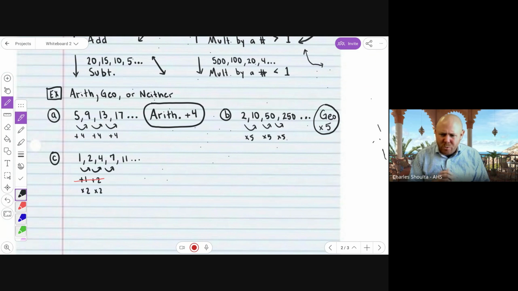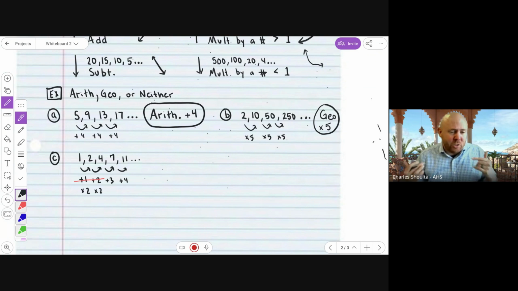Is that times 2? To go from 4 to 7, is that times 2? No. Now, one thing I want to point out that's really important. There is a pattern here. This would be plus 3. This would be plus 4. So there is a pattern, but it's not either of the ones we're talking about today.